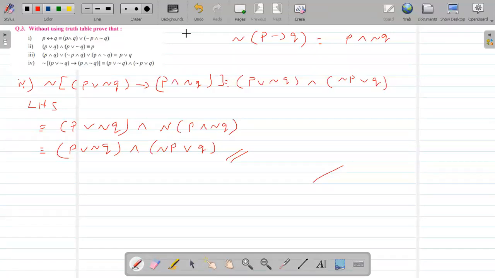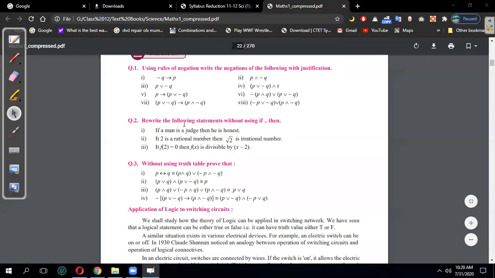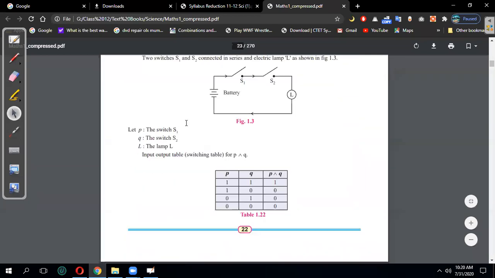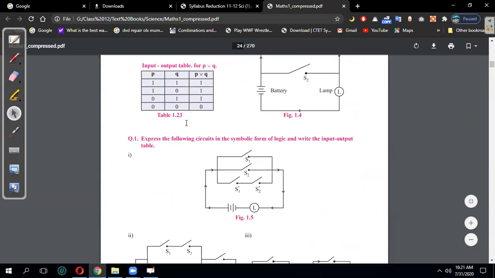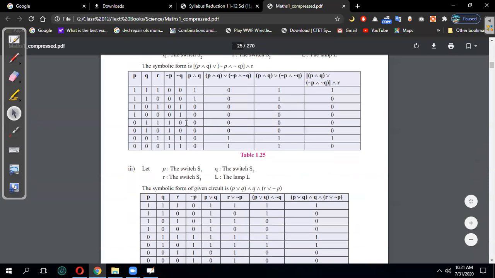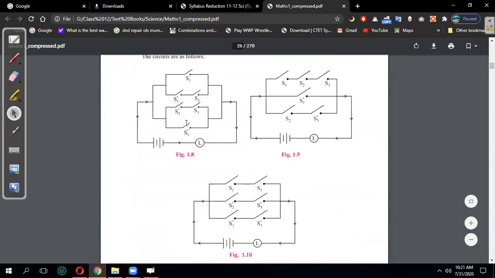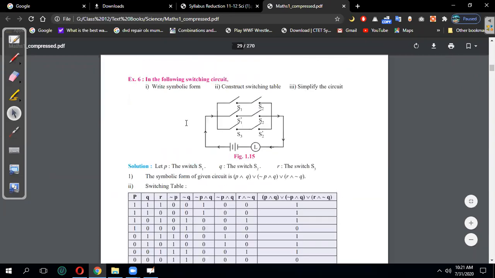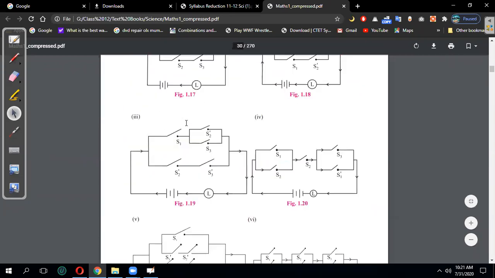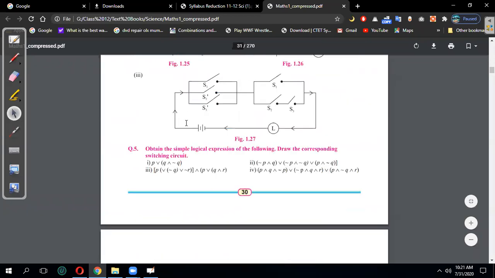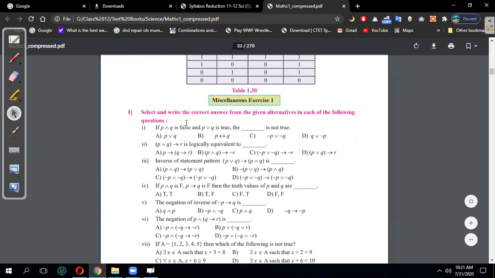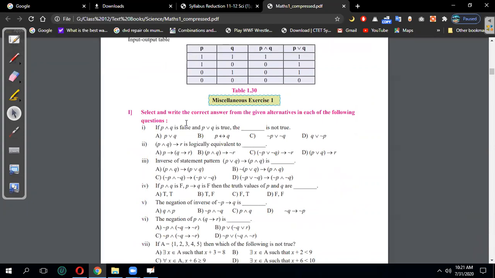Okay, so now let's move on to the miscellaneous part. Again, I repeat myself, the switching circuit or the exercise 1.5 will not be covered in your syllabus, so you can remove it. You can cross it. It's not going to be asked in your examination. In the logic chapter, the two categories, like the duals and the circuit, will not be asked in your examination.